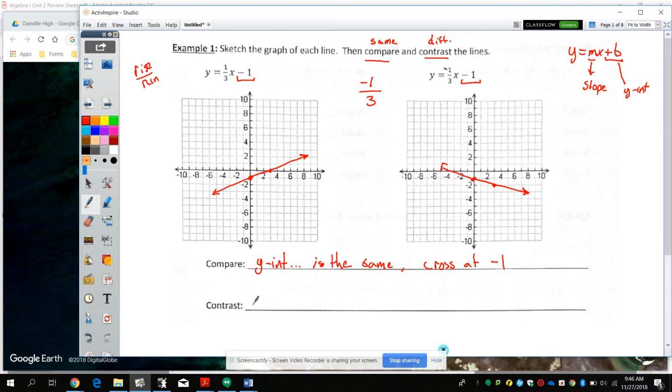But what's different is the slopes. Slopes are different. Okay. One is positive. First line is positive slope. And the other line is negative slope. Okay. So your teacher may want you to be a little bit more thorough with your explanation, writing this out. I'm just giving you some key points to make sure that you mention.